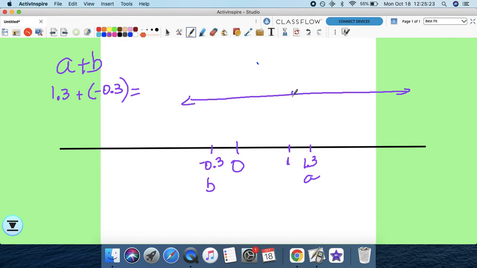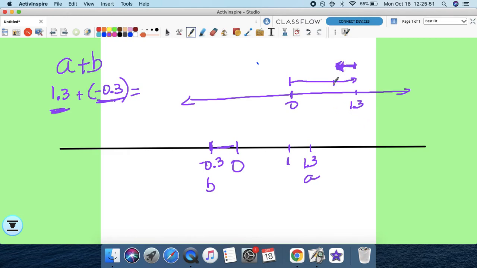So what we can do is, here's 0. Let's do 1.3 first. All the way to 1.3. And then we're doing a negative, right? Plus a negative, so we're going backwards. How much are we going backwards? We're only going backwards this distance. Is it this little size? We're going to go from here to here. And that's where I stop, right?